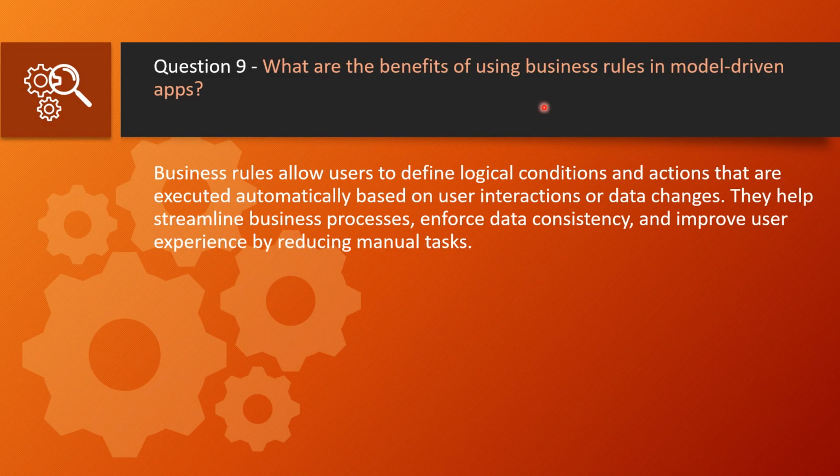Next question is, what is the benefit of using business rules in model-driven apps? Business rules basically allow users to define logical conditions and actions that are executed automatically based on user interaction or data change. It helps to streamline business processes, enforce data consistency, and improve the user experience by reducing manual tasks.